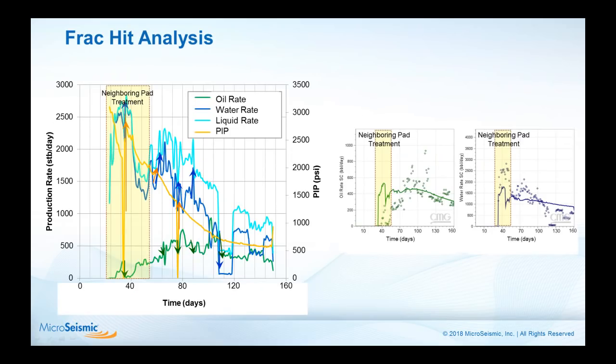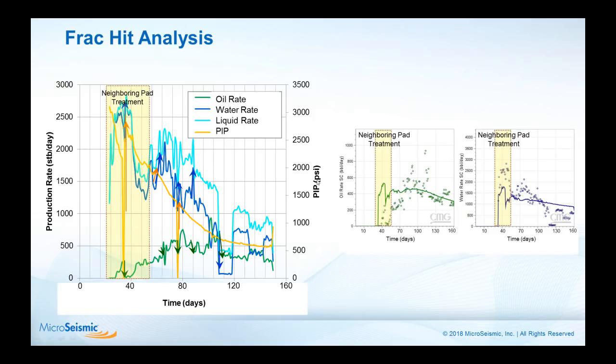Another very interesting observation is related to frac hits. I'm showing the analysis for well number 4 here. In the left-hand side figure, the arrows represent simultaneous and sudden changes in pump intake pressure, oil rate, and water rate, which may be indicative of frac hits. Interestingly, the first sudden and simultaneous change in pump intake pressure, oil rate, and water rate coincides with the time interval when a neighboring well was being treated, which I have highlighted here with yellow color.